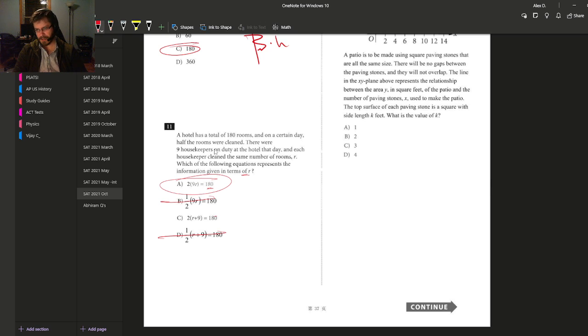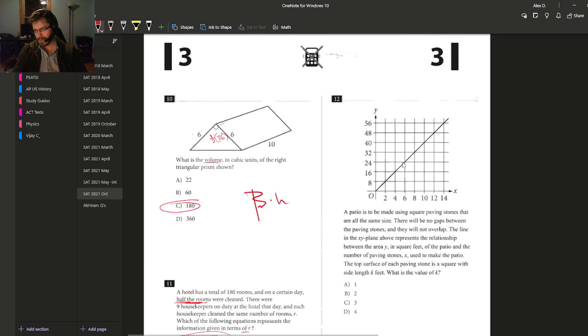That's tricky. The key here is that they cleaned only half the rooms. I think a lot of kids would miss that. And that the total number that all the ladies and gents, whoever, the housekeepers, cleaned was half the number of rooms in the hotel. So they only cleaned 90 of them. And if they each claim the same number, it's clearly the number of housekeepers times the number of rooms they each cleaned, not plus. That'd be silly.